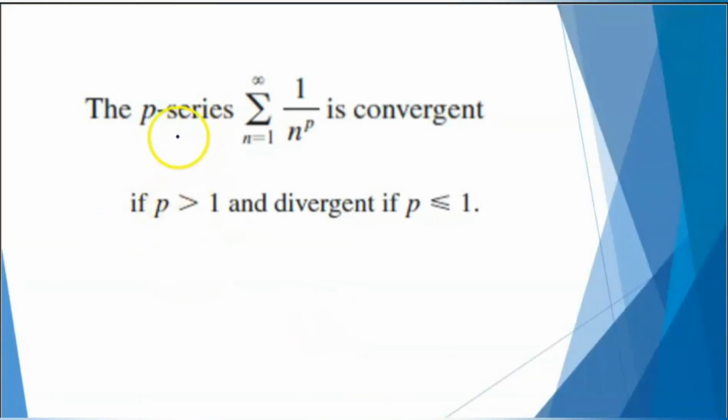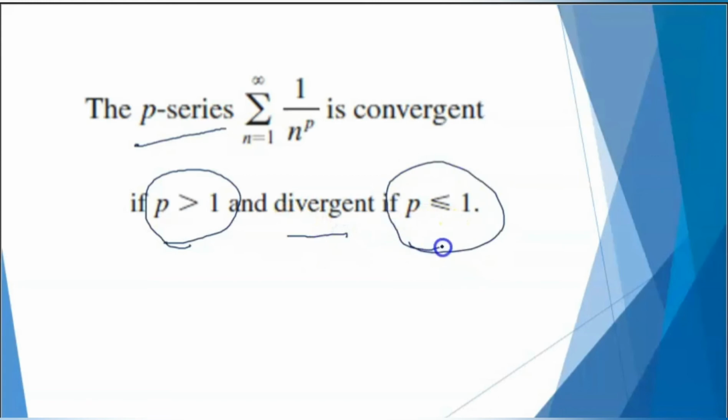The third one is the p-series. What is a p-series? P-series is the summation of 1 divided by n raised to p, where n ranges from 1 to infinity. This p-series is convergent if p is greater than 1, and it is divergent if p is less than or equal to 1. So p here is the exponent.